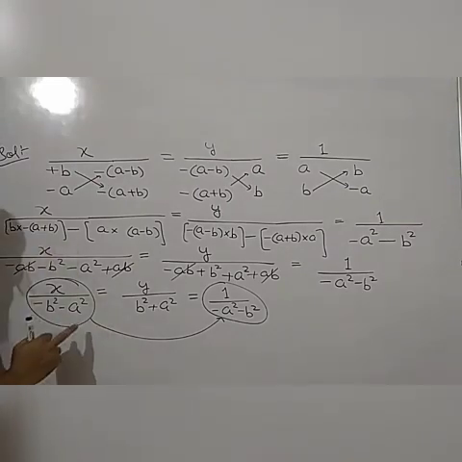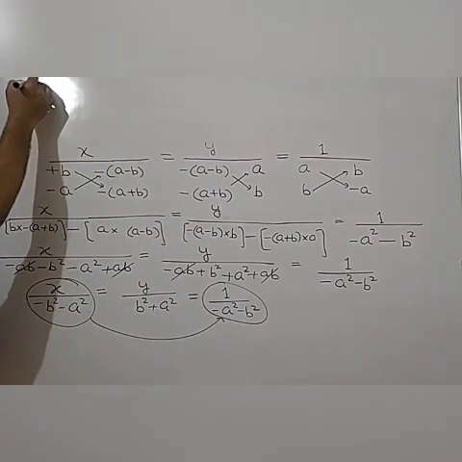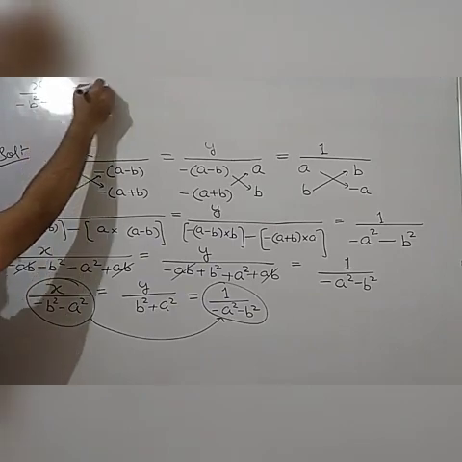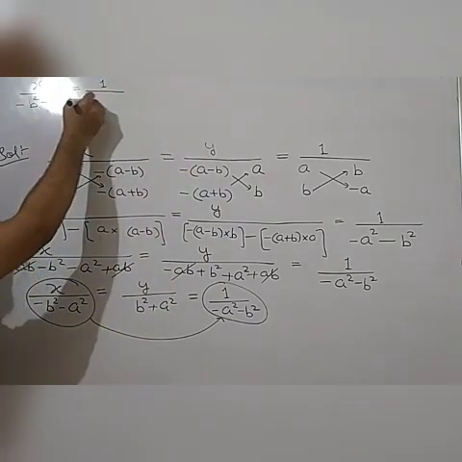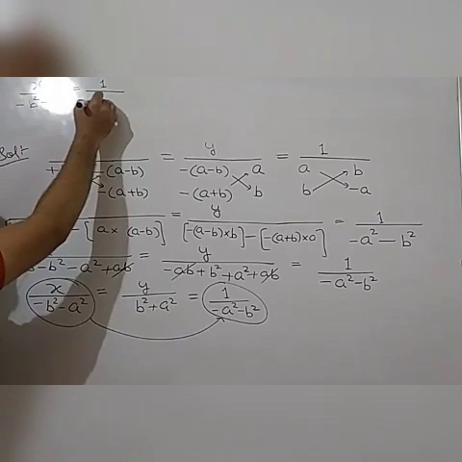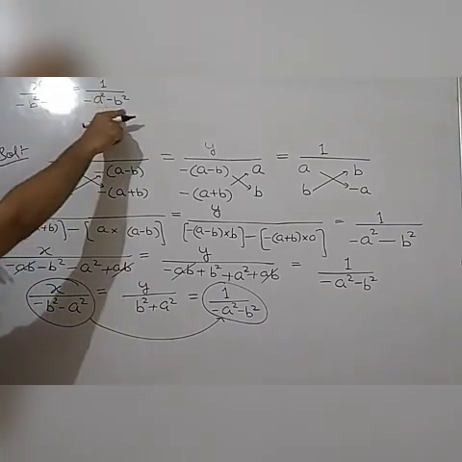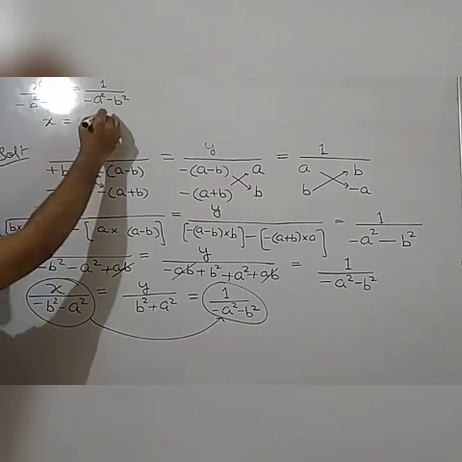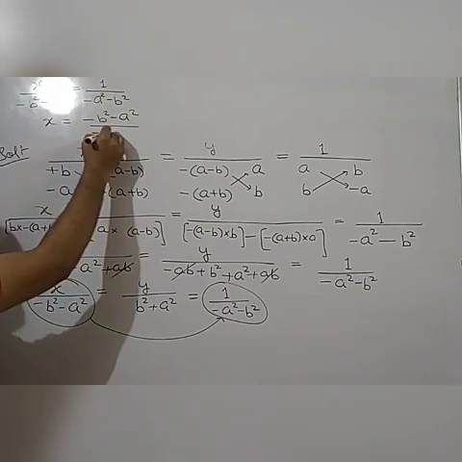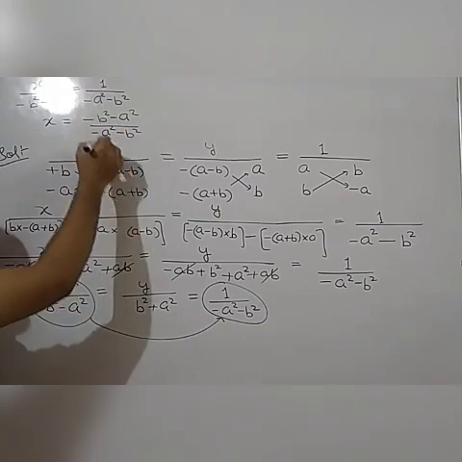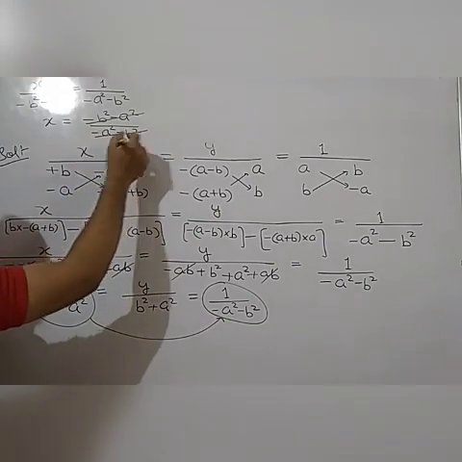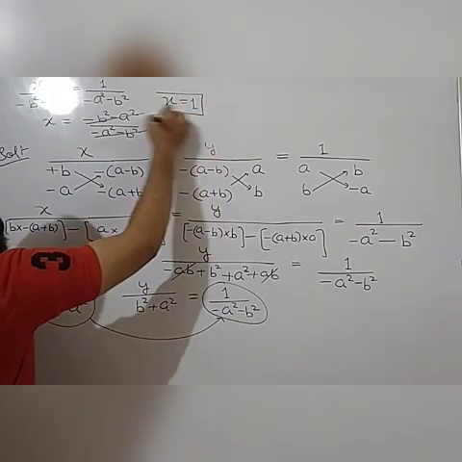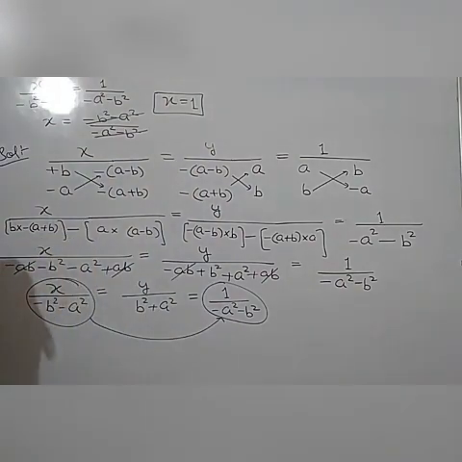So first I am equating this term with constant. It is x upon minus b square minus a square is equal to 1 upon minus a square minus b square. It means both the terms are same. So we can write it as x is equal to minus b square minus a square upon minus a square minus b square. So this whole term will be cancelled out. We will get x is equal to 1. So the value of x is 1.